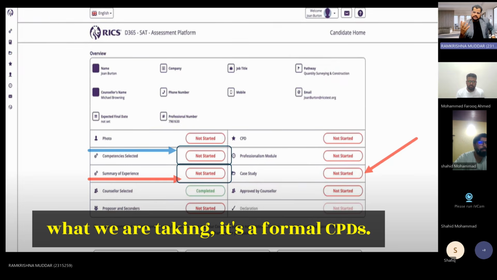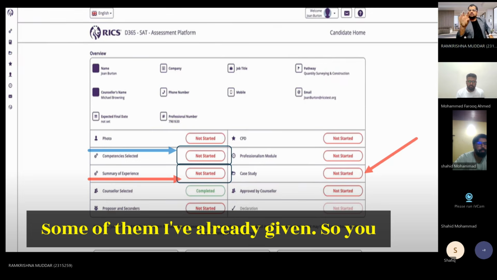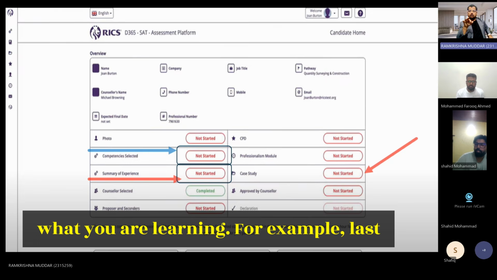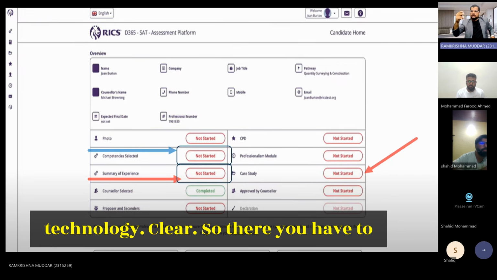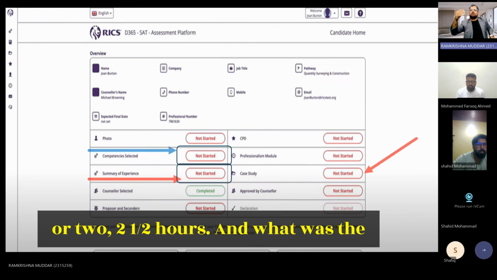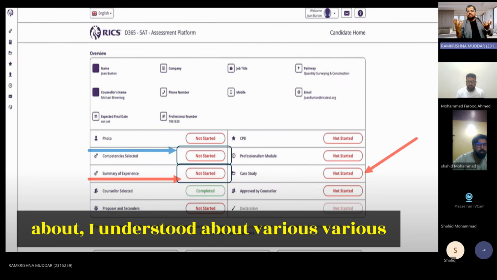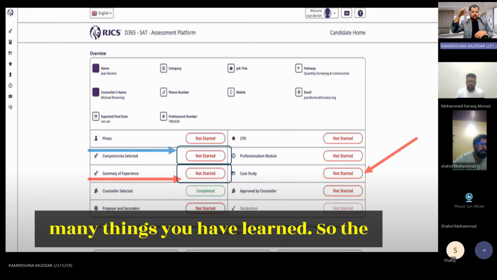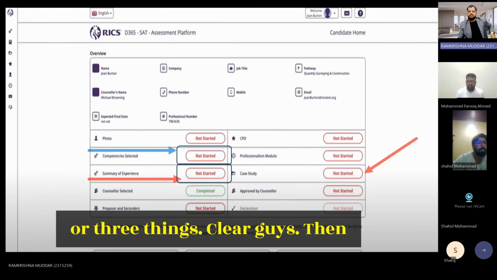CPDs, the sessions we are taking, are formal CPDs. I will be giving you the CPD certificate, and some of them I have already given. So you need to upload the CPDs. Upload in the sense that you don't have to upload the certificate itself. You need to write what you are learning. For example, last week we learned about construction technology. Clear? There you have to choose which competency you have learned. So construction technology, how many hours? 2.5 hours. And what was the outcome? Outcome means what did you learn? You write, I understood the various demolition methods, soil investigation, and so many things you have learned. Based on the documents I am sharing, you pick up and write two or three things. Clear, guys?